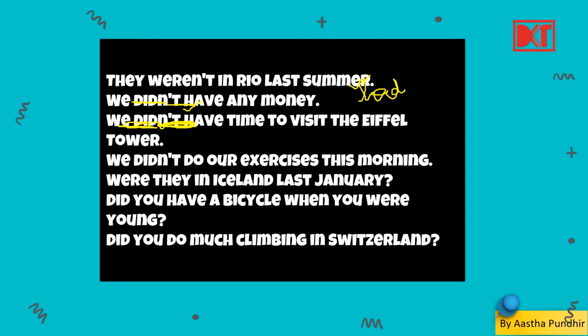Alright. Now here we didn't have time to visit the Eiffel Tower. Again, then we didn't do our exercises this morning. Now again, this is a question, interrogative, were they? The interrogative word, then the subject, were they in Iceland last January? Then the other one, did you have a bicycle? Did you do much climbing in Switzerland? Alright, these are a few examples आपको बस clarify करने के लिए. Now let's move on.